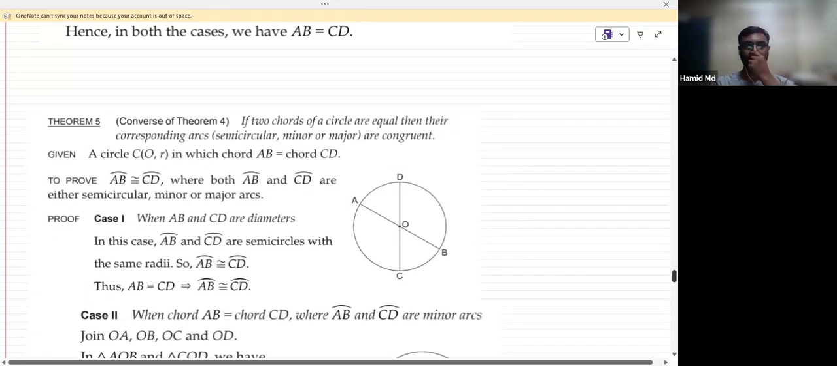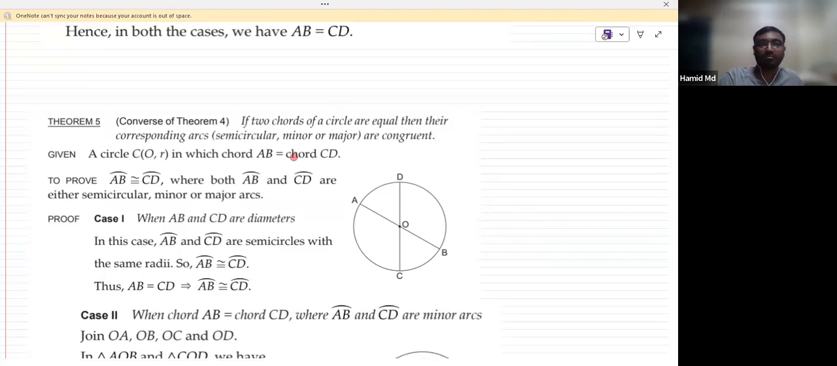I think this is the opposite one. Theorem 4, converse of theorem 5. Theorem 5 is the converse of theorem 4. What was theorem 4? If opposite arcs of a circle are equal, then the corresponding chords are equal. Now, if two chords of a circle are equal, then their corresponding arcs are congruent. So at least remember the statement.